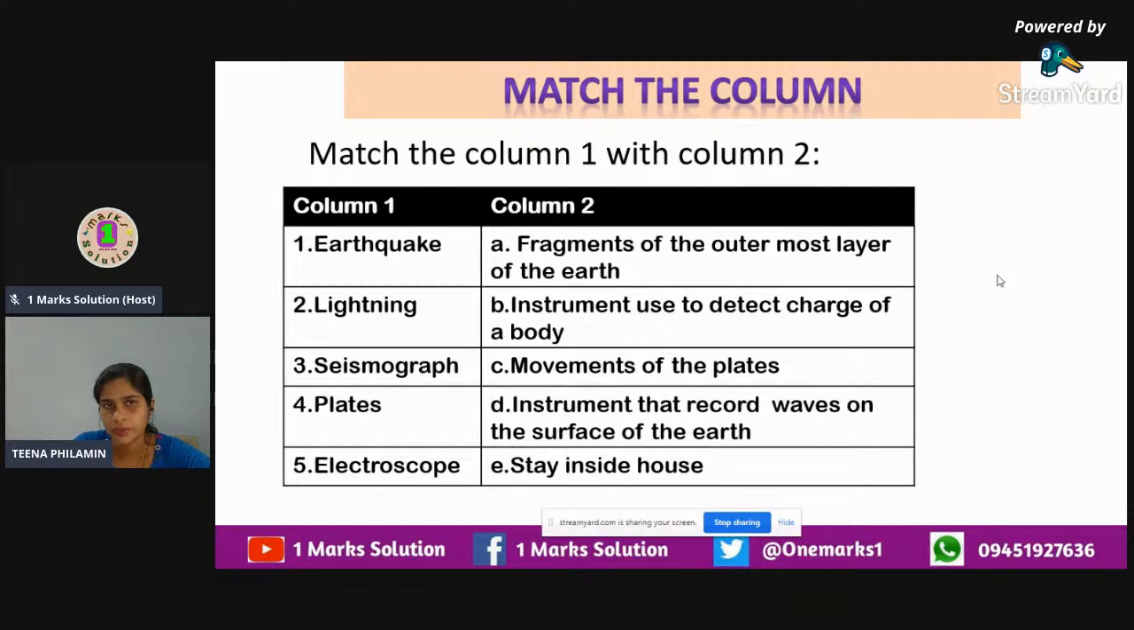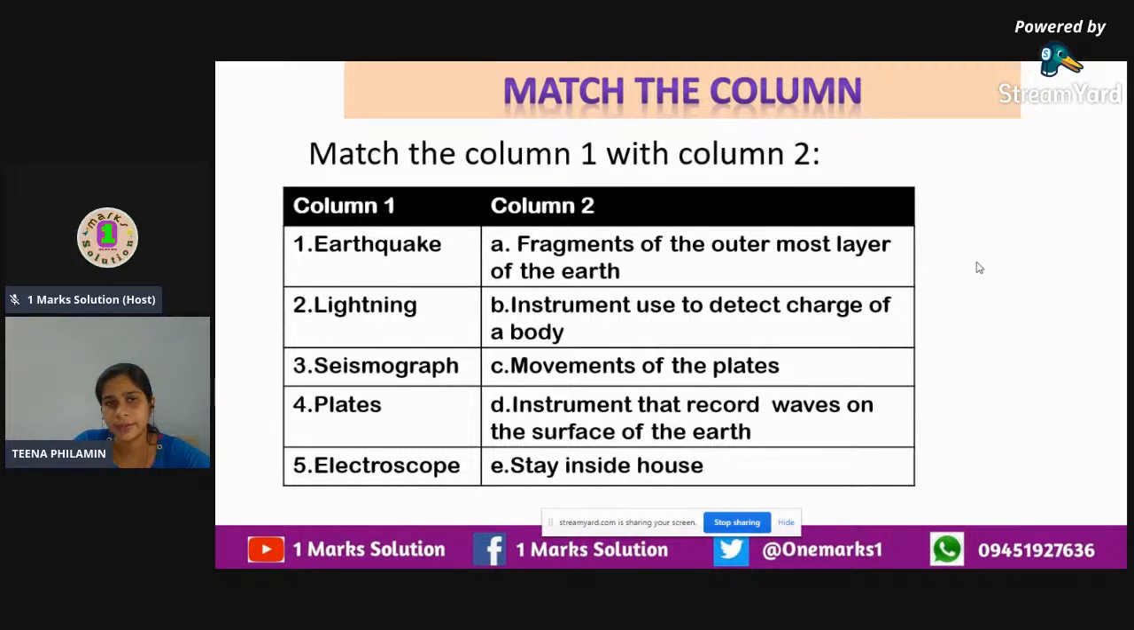Then seismograph. Seismograph is an instrument. Which instrument is that? It is used to record the waves on the surface of the earth so that we can measure earthquakes. So seismograph is an instrument that records the waves on the surface of the earth. So it can be matched with D of column 2. Then fourth one is plates. Plates are the fragments of the outermost layer of the earth. So it can be matched with A of column 2.